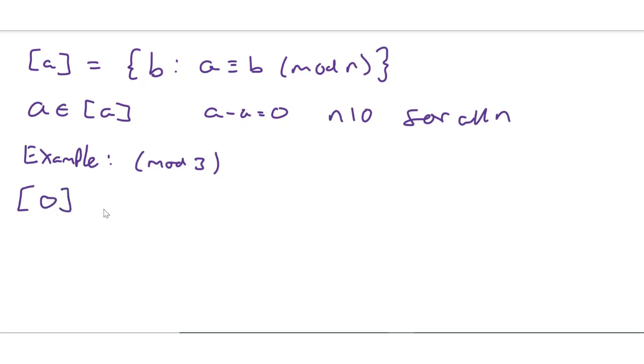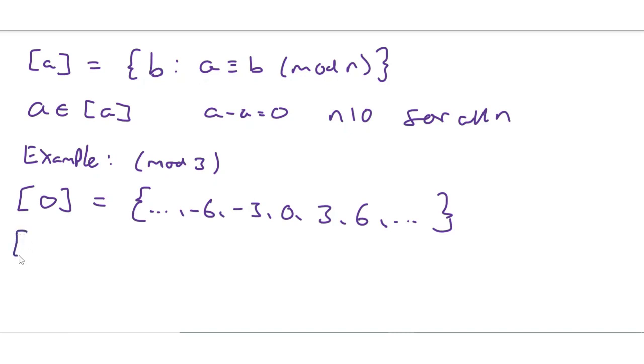The congruence class of 0 is the set coming down from the negative end: minus 12, minus 9, minus 6, minus 3, 0, 3, 6, 9, 12, and so on. Hopefully you can see this, because 0 minus any of these numbers, 3 will divide that.